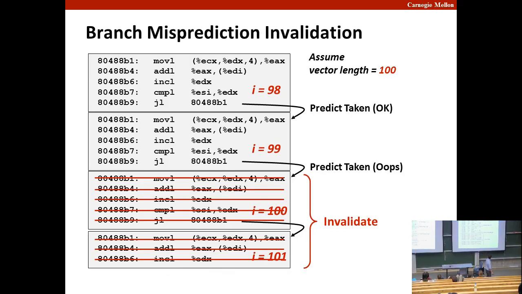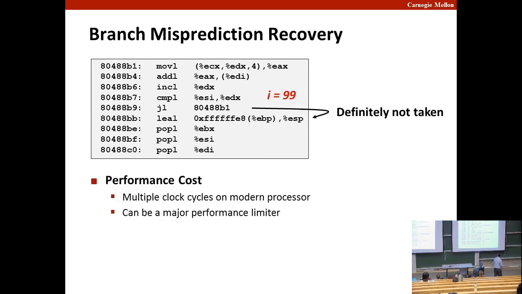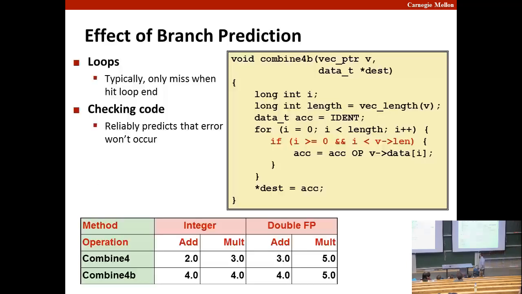Of course, if we get it wrong, we throw away a lot of work. The performance cost of mispredicting is multiple clock cycles on a modern processor. It actually can be a very significant performance limiter. Mispredicts really waste a lot of work.